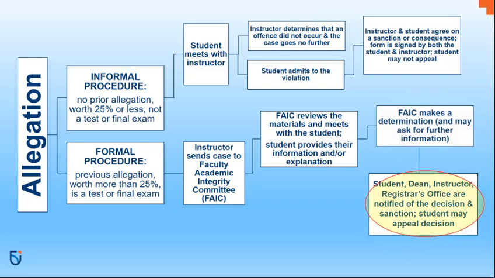Once a decision is made, the Faculty Academic Integrity Committee will inform the student, the instructor, the dean of the faculty in which the offense occurred, and the registrar's office of the decision and any sanctions. Students are able to appeal this decision.